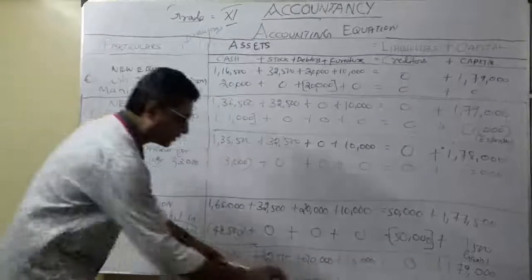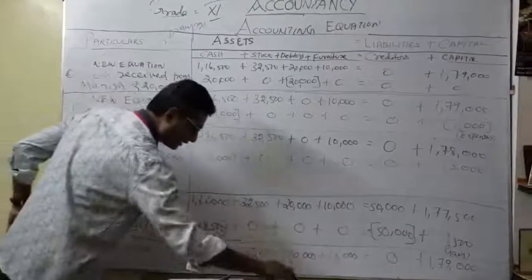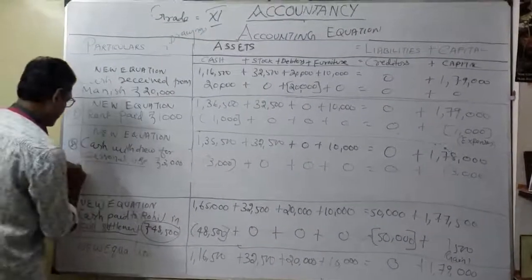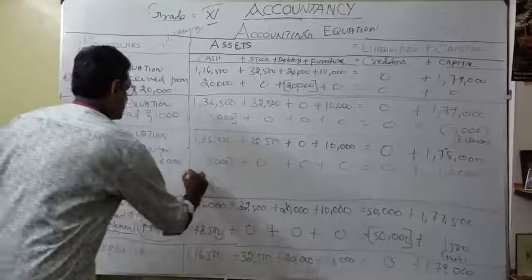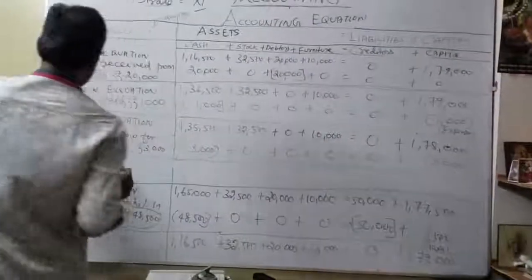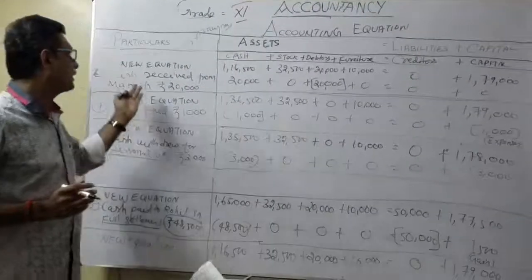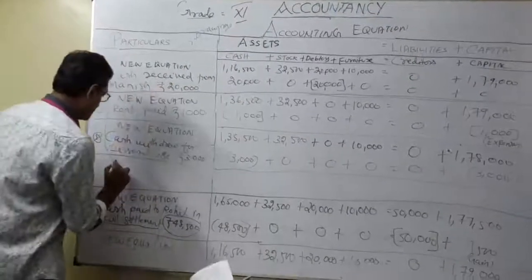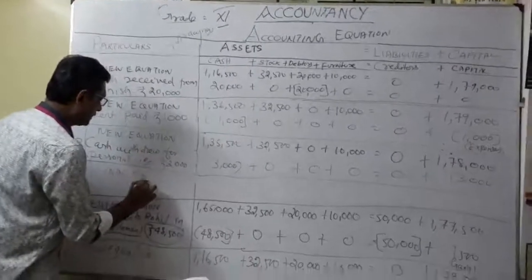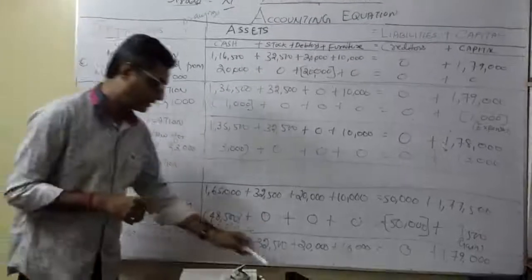Finally, what are you going to write? It is called the final equation. So put a line. So everything is over now. Up to this, we discussed the 8 transactions. So finally we can't say new equation; it is called the final equation. Now understood? Final equation. How much, sir?